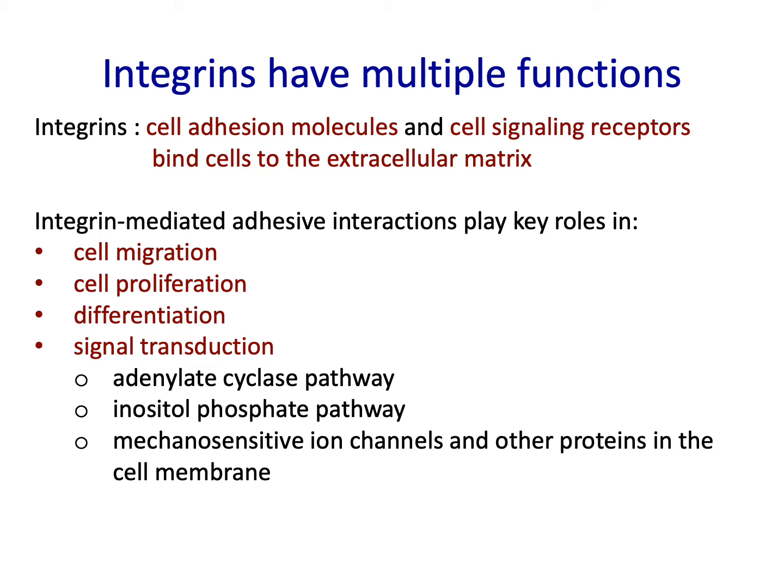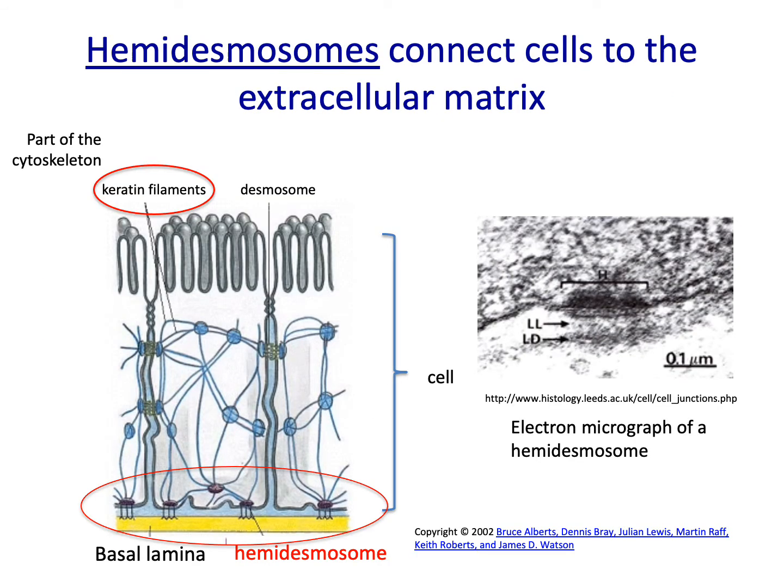So integrin-mediated adhesive interactions are important for cell migration and proliferation, the process of differentiation of epithelial tissues, as well as signal transduction. Hemidesmosomes connect cells to the extracellular matrix around them. Within the cells, there is a cytoplasmic plaque composed of multiple proteins, which is then anchored firmly to the keratin filaments, which are part of that strong cytoskeleton.